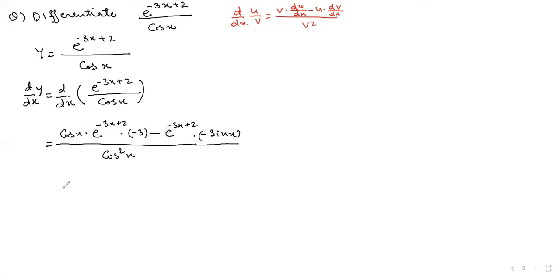The final answer is, we will take common e raised to minus 3x plus 2 from the two terms in the numerator. We are left with 3 cos x plus sin x divided by cos square x. This one is the differentiation of an exponential function. Now we will learn how to differentiate a logarithmic function.